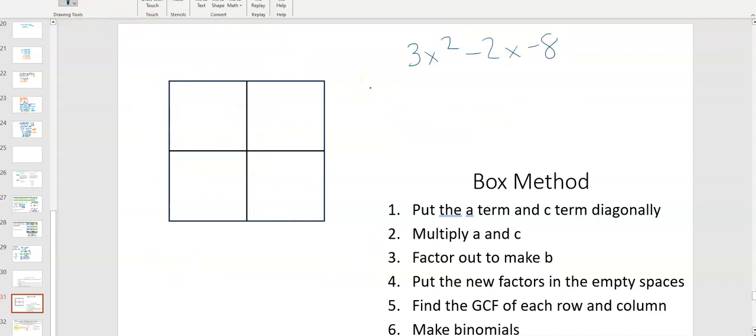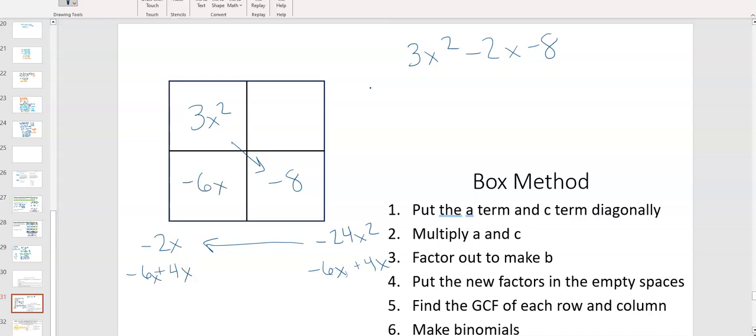All right, one more example with the box method. We're going to use this example we used earlier so we know if we're right or wrong. So I'm going to take A and C, and I'm going to multiply them. It becomes negative 24x squared. I need to find B. So I need to find those terms, and that's going to be, what did we decide? So negative 6x and positive 4x. Okay, negative 6x plus 4x become my extra terms, and they're going to go in these empty spaces. And now I'm going to start finding GCF.